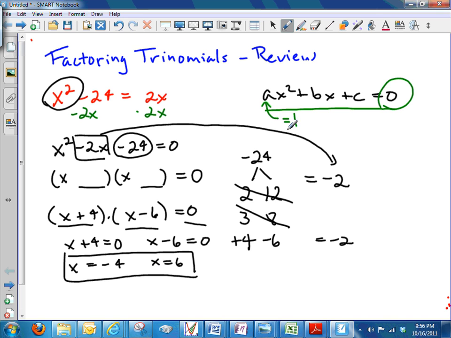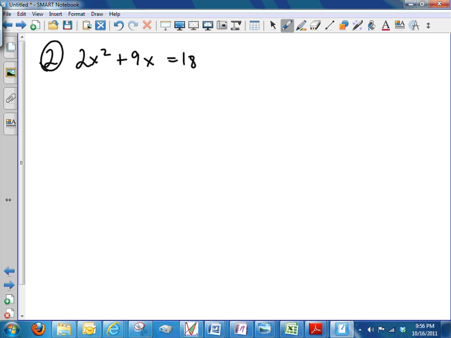Alright, so let's move on to a more difficult kind where the a term is not 1. If you notice on the next slide here, we have an a term that is 2. So this will be more difficult. Okay. The first thing I notice is that it is not ready to go because we do not see it equal to 0. So let's fix that. 2x squared plus 9x, that part's okay. 18 should come to the other side, and then we have it equal to 0.